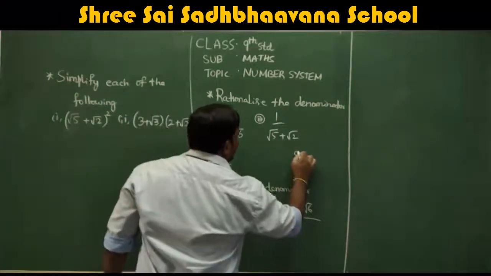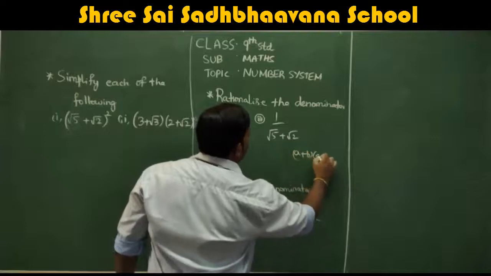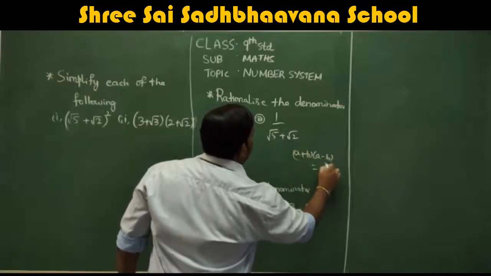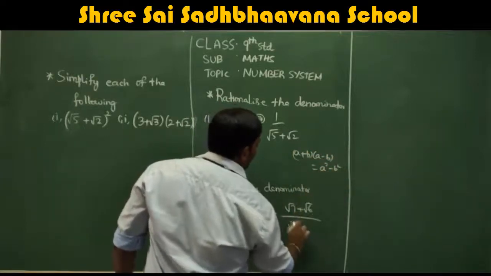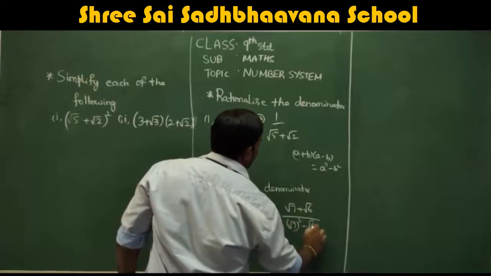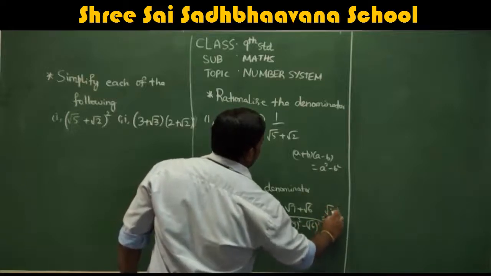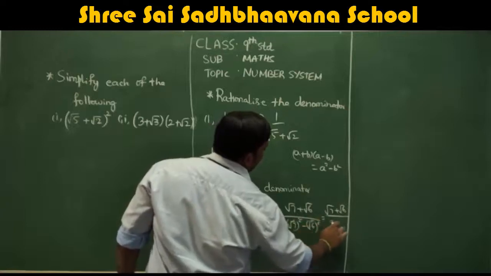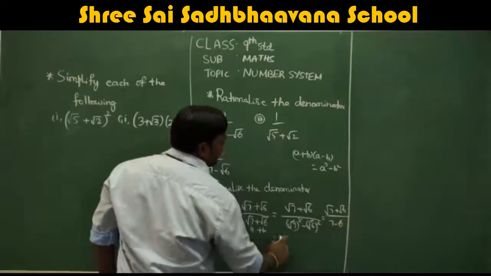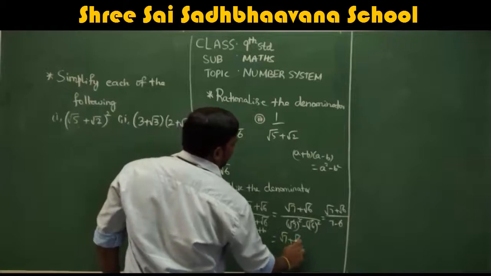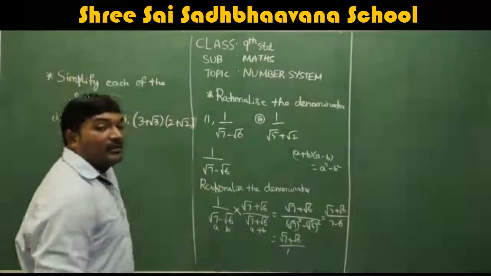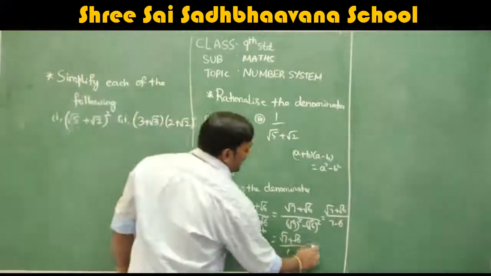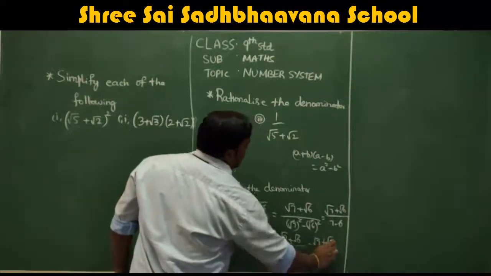What we know? (a plus b) into (a minus b) is a square minus b square. So that will give you root 7 square minus root 6 square, so root 7 plus root 6 divided by... The square root will get cancelled, the square root will get cancelled. You will get 7 minus 6. So the answer will be root 7 plus root 6 divided by 1, which is the same as root 7 plus root 6.